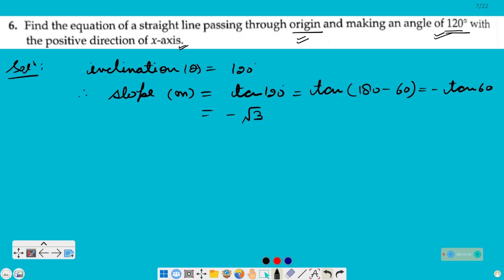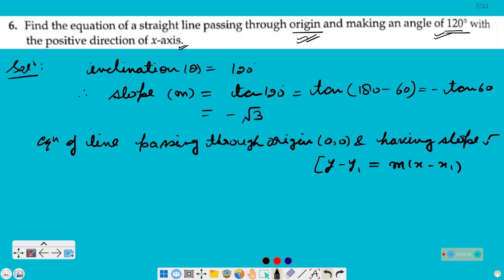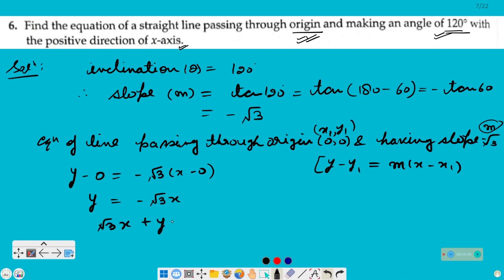Now slope is minus under root 3 and line passing through origin 0, 0. So we can apply slope point form. This is value of m and this is x1, y1. y minus y1 is equal to m(x minus x1). Under root 3 x plus y is equal to 0. This is the equation of line.